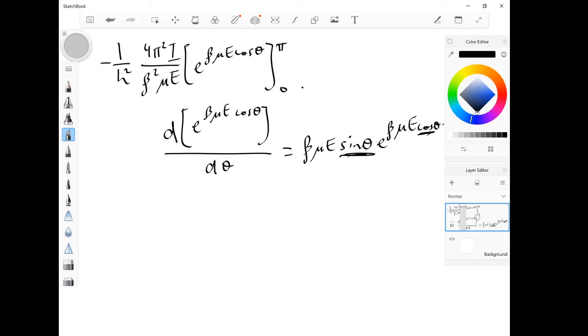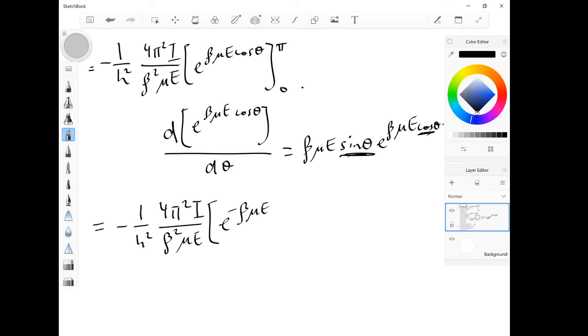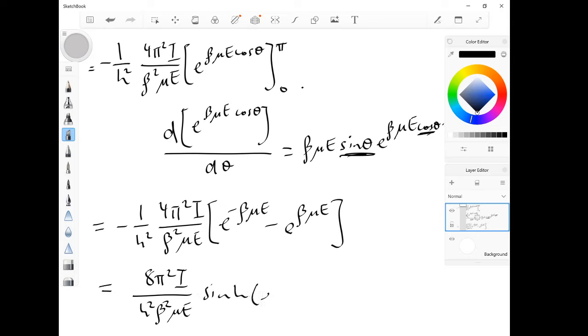Okay, and so now that's going to end up with minus 1 on h bar, 4 pi squared I beta squared mu E, times e to the minus beta mu E minus e to the beta mu E. Just substituting in those numbers, we then end up with 8 pi squared I on h bar beta squared mu E, sine of beta mu E. So that's what we end up with. So that's that bit.